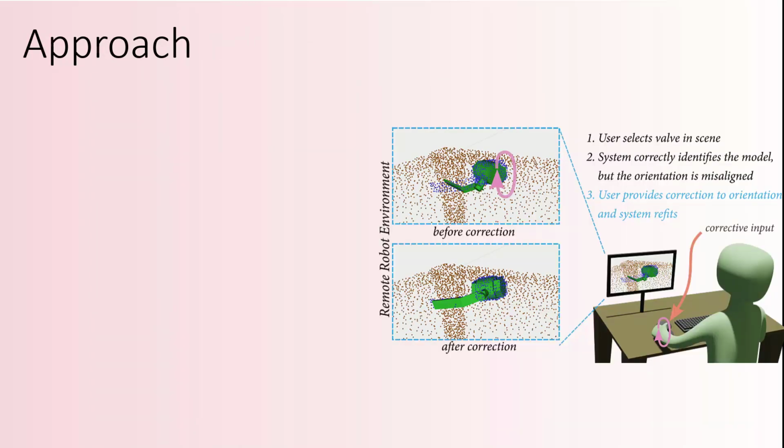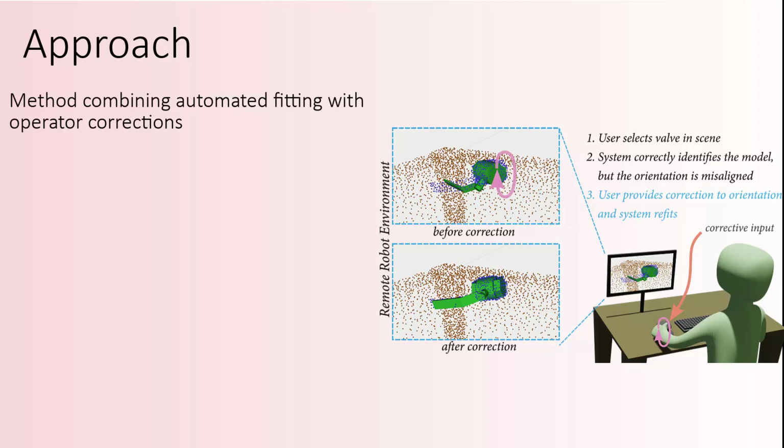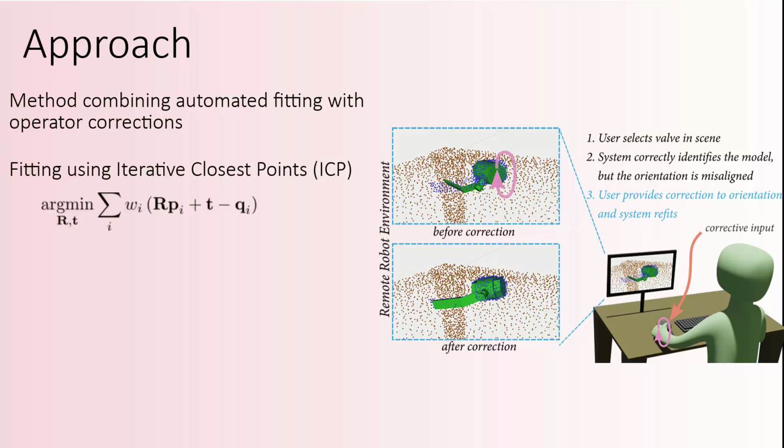In this work, we present a method for semi-automated object registration using a combination of an automated fitting method and human corrections. The fitting is based on the iterative closest points algorithm, which is often shortened to ICP. The ICP algorithm iteratively solves an optimization to determine the optimal rotation and translation that aligns two sets of points. This same process can also be used to localize sampled meshes within a scene.